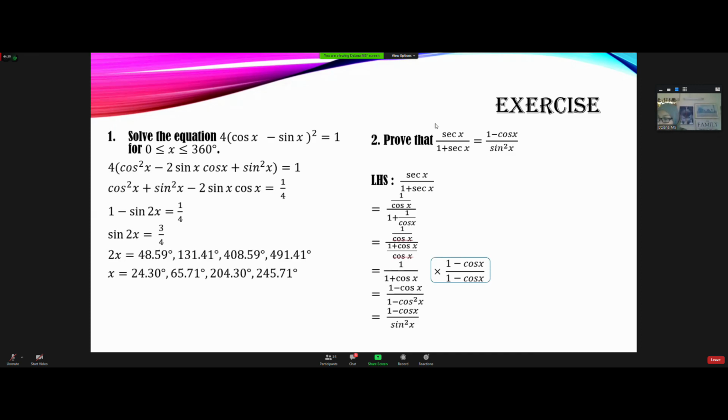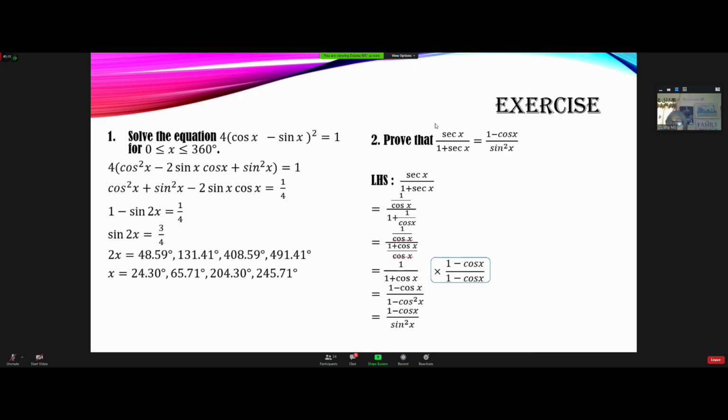I did not see yours yet. You take from the left hand side or the right hand side, Jaden? Right hand side: 1 minus cos x over sine squared x. What do you do? How can you get 1 minus cos x? You take the right hand side and you times both of them.